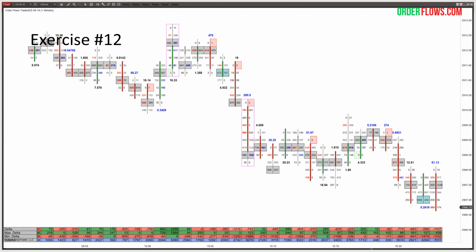Okay, what do you see? You see a couple things. One, you have a delta surge here that failed. It's a buy. I don't say failed, but it sold off a little bit more before it rallied up. But then you got another delta surge.